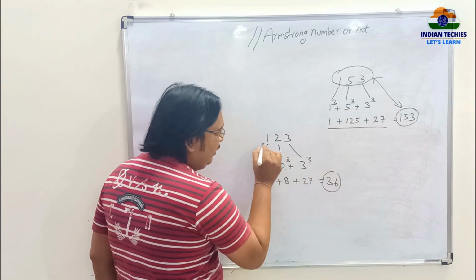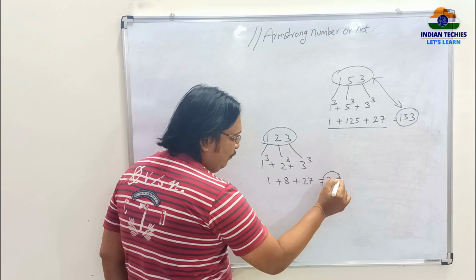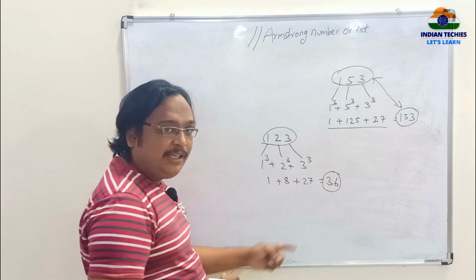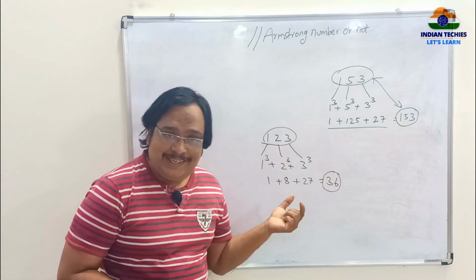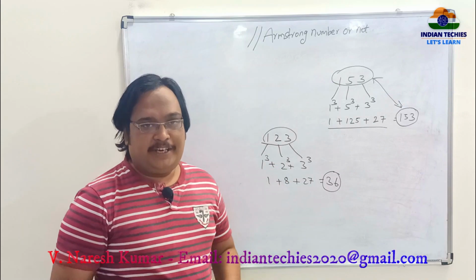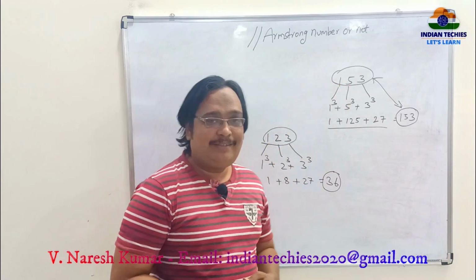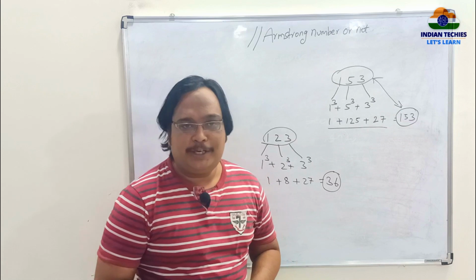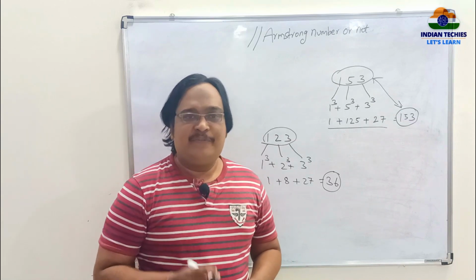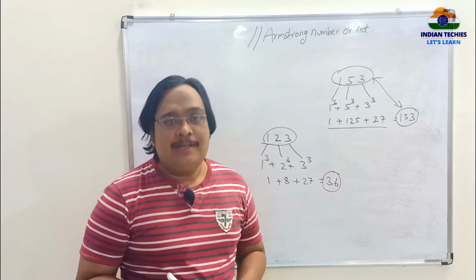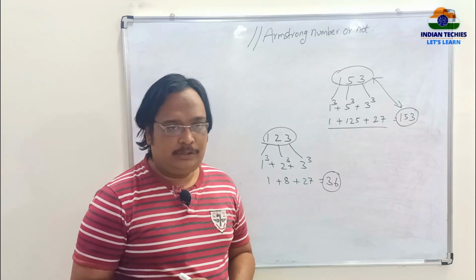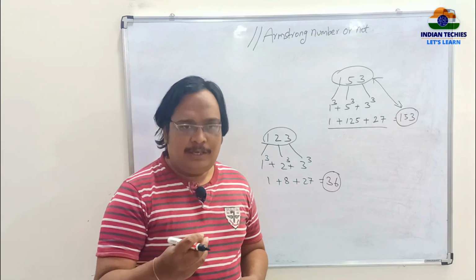What is your given number? 123. What is the number after calculation? 36. So 123 is not an Armstrong number. But here 153 is an Armstrong number. So you have to find whether a given number is Armstrong or not. I will explain the logic now.